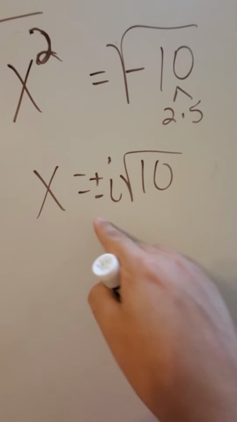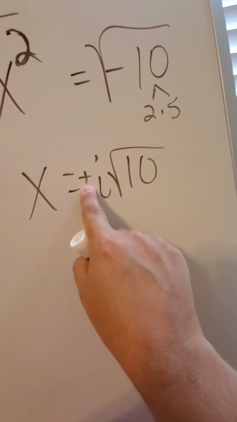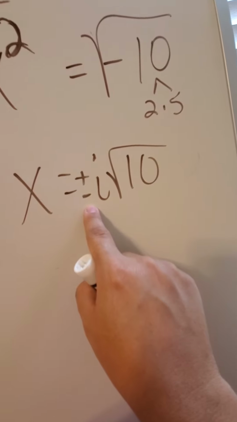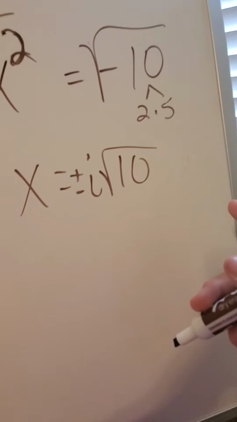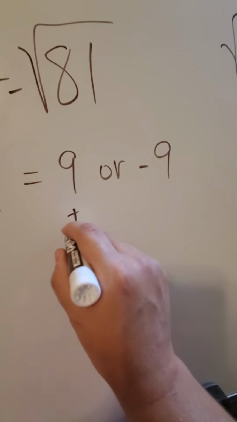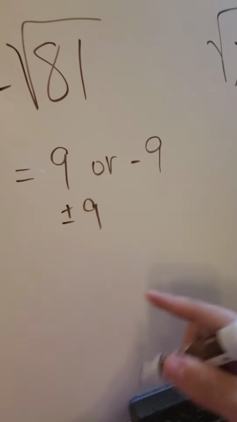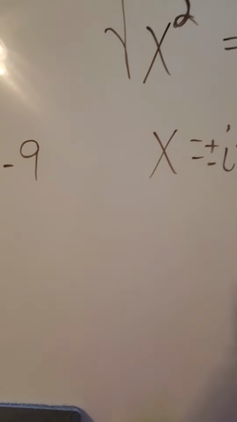Oh, and I forgot on that previous one. Always put a plus or minus, okay? Meaning I can have i square root of 10 or negative i square root of 10. That's just usually how they write it. So if you see that, like over here, they'll normally say plus or minus 9. That's the same as 9 or negative 9, okay? So make sure, if you see that, that's what it means.